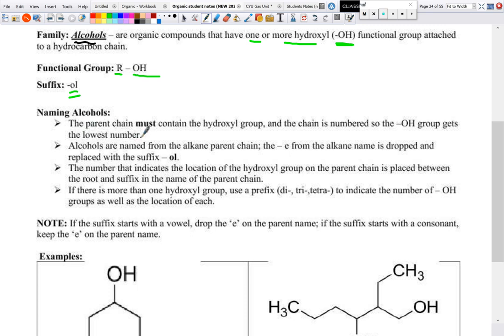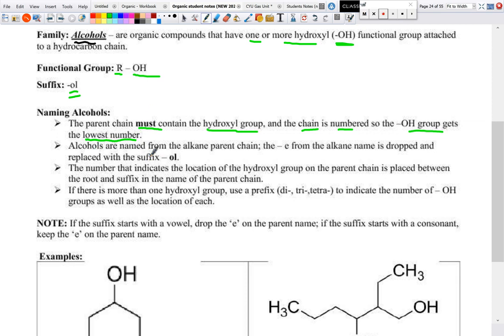So the parent chain must contain the hydroxyl group. All right, so that is a must. So if you have multiple hydroxyl groups, it still needs to contain every single hydroxyl group that's there. And the chain is also numbered so that the hydroxyl group gets the lowest number possible. So just like the alkenes and the alkynes, where carbon 1 was always closest to the multiple bond, now we are going to get carbon 1 as closest to the hydroxyl group as possible.